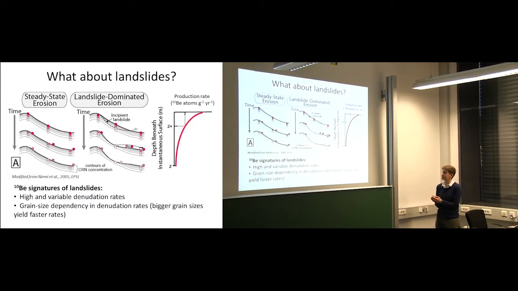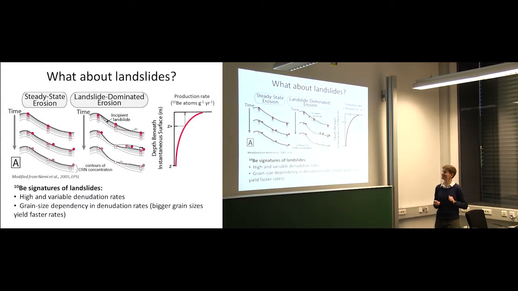All right? The other thing to consider is that landslides are not occurring very regularly. It's a very stochastic process, which means that if we were to collect samples at different points in time, we could get a lot of variability in the rates that we measure. Some are going to be very strongly influenced by landslides, others not so much. So we can start to come up with some beryllium-10 signatures of landslides, and that would include high and variable denudation rates. Okay? Is that point clear?